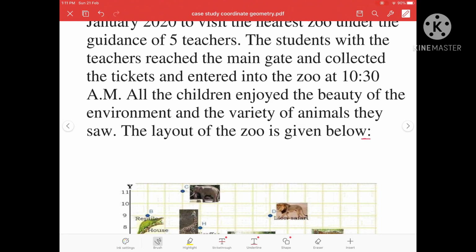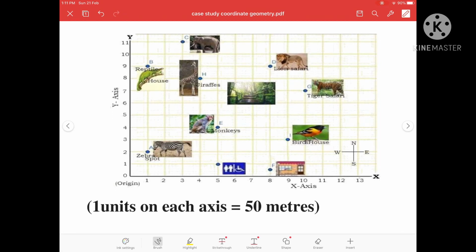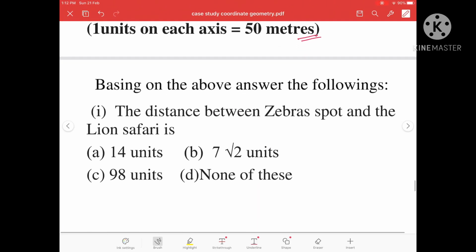The layout of the zoo is given below. This is the layout of the zoo where 1 unit is 50 meters. Now comes to the question. Basing on the above, answer the following.